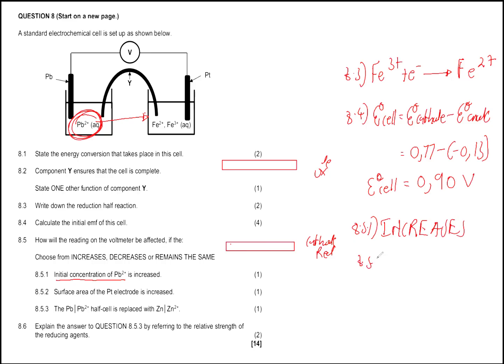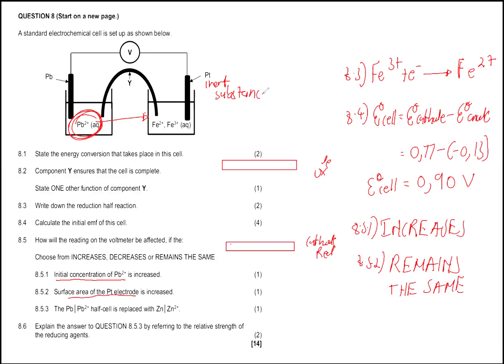And then 8.5.2, what happens to the surface area of the Pt electrode? Will it increase, decrease, or remain the same if the surface area of the Pt electrode is increased? Now, we don't know the surface area having any effect on the voltmeter reading. So we're just going to say remains the same. So it has no effect. Surface area has no effect, especially given the fact that the Pt will not even get involved. Remember, it's an inert substance.